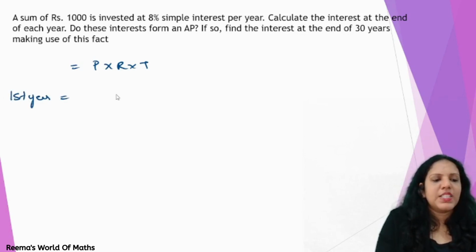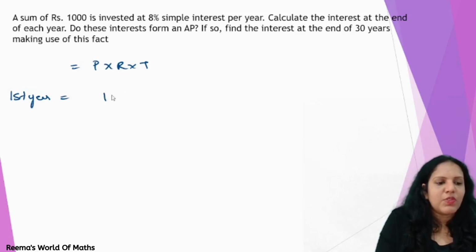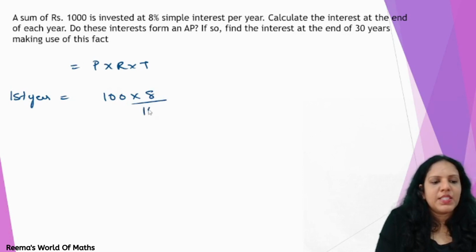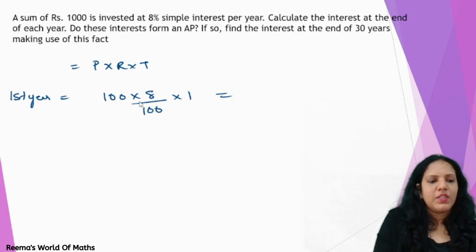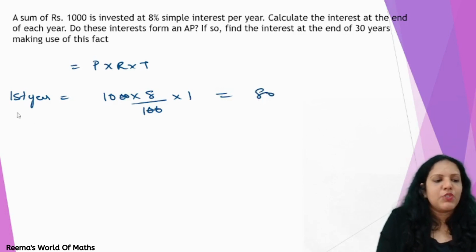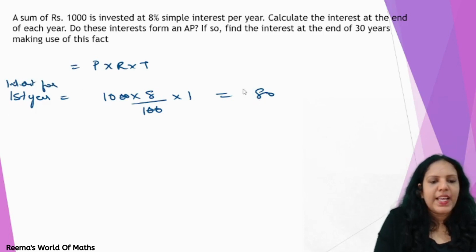The interest for the first year will be: principal amount is 1000, multiplied by 8 by 100, which is the rate of interest, multiplied by the first year. So that will be 1000 times 8 by 100, which is 80. The interest for the first year is rupees 80.